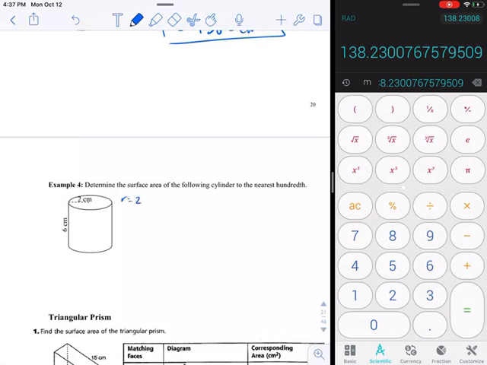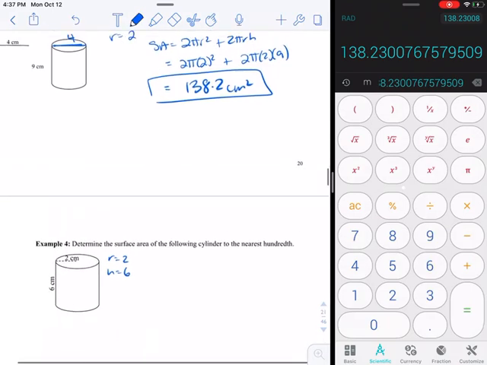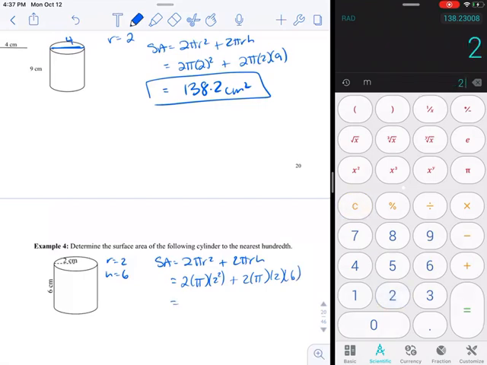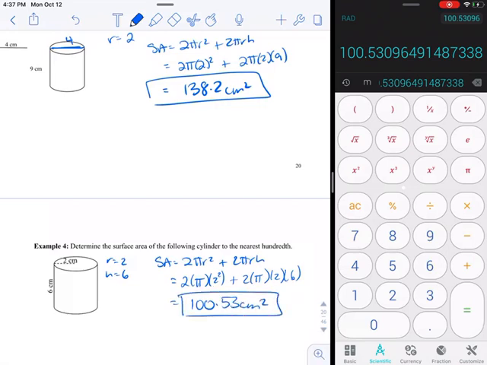All right. Got another cylinder here. So our radius is 2, our height is 6. So let's use that same formula. 2 pi r squared plus 2 pi r h. So 2 times pi times 2 squared plus 2 times pi times 2 times 6. In this case, we get a surface area of 100.53 centimeters squared.